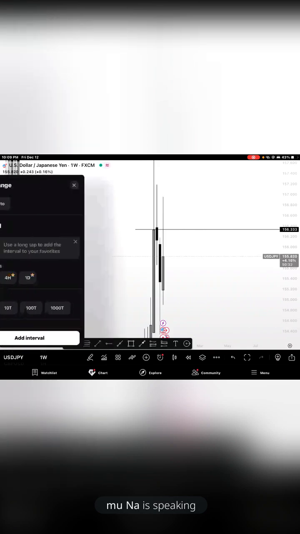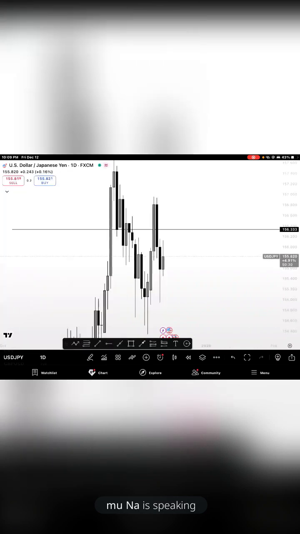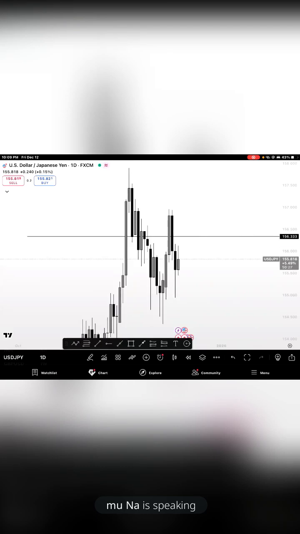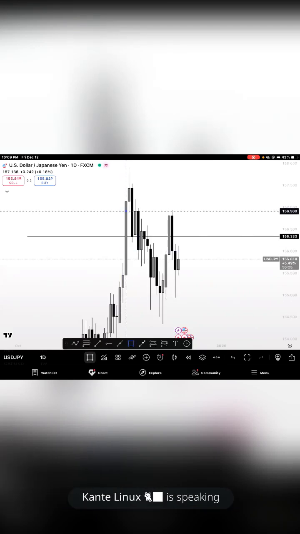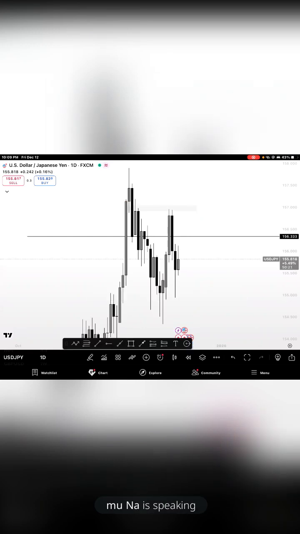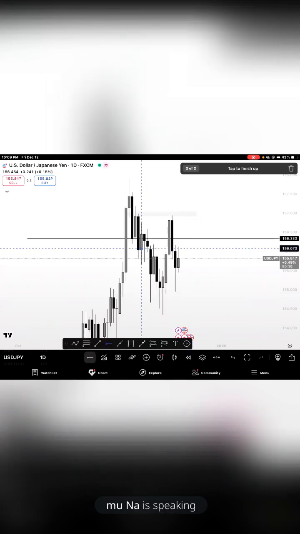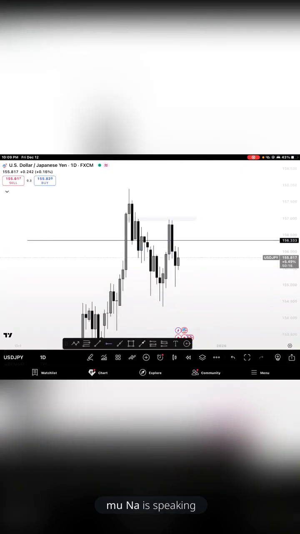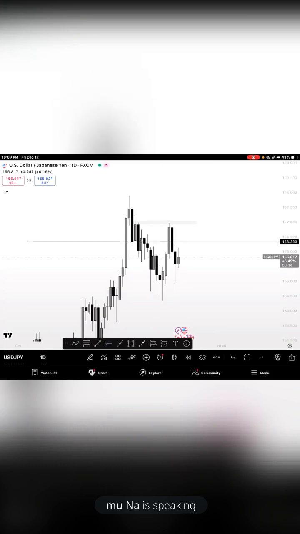Do you know what change of character is? No. It's like a change of structure, like a break of structure to the downside. So let's see if we get a break of structure to the downside. Okay, yeah, we got a break of structure. You see that price created equal highs here, equal highs on the daily time frame, and then for the past 2 days it's been bearish. So we're definitely sure to look for sells on USDJPY.